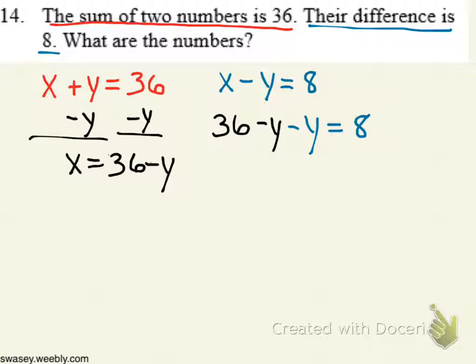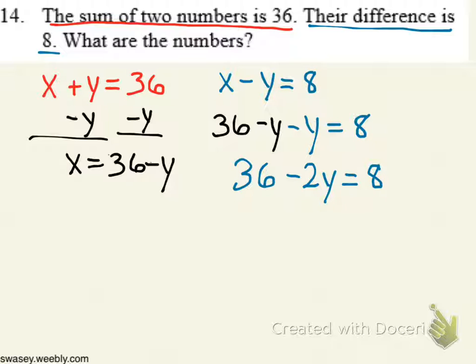So what we've done so far is we replace this x with the 36 minus y below it. So you end up with 36 minus y minus y. We can combine those like terms, and so we have 36 minus 2y.